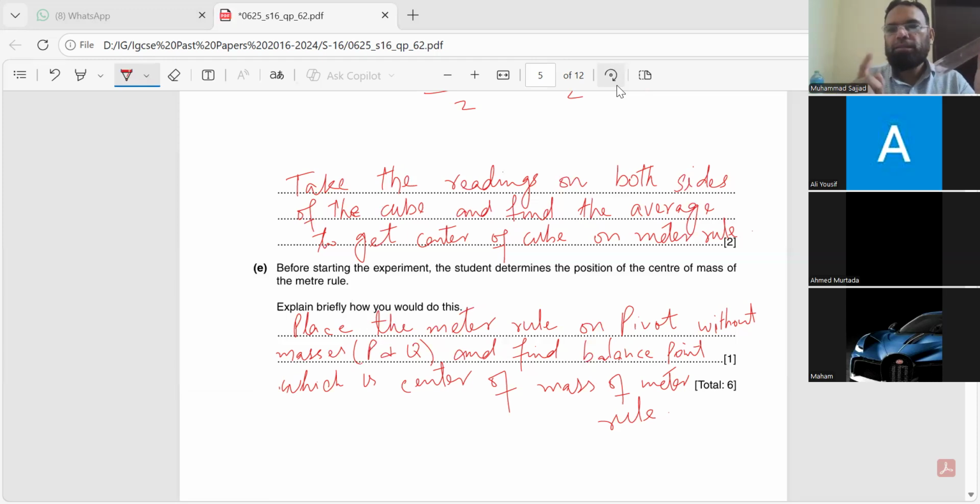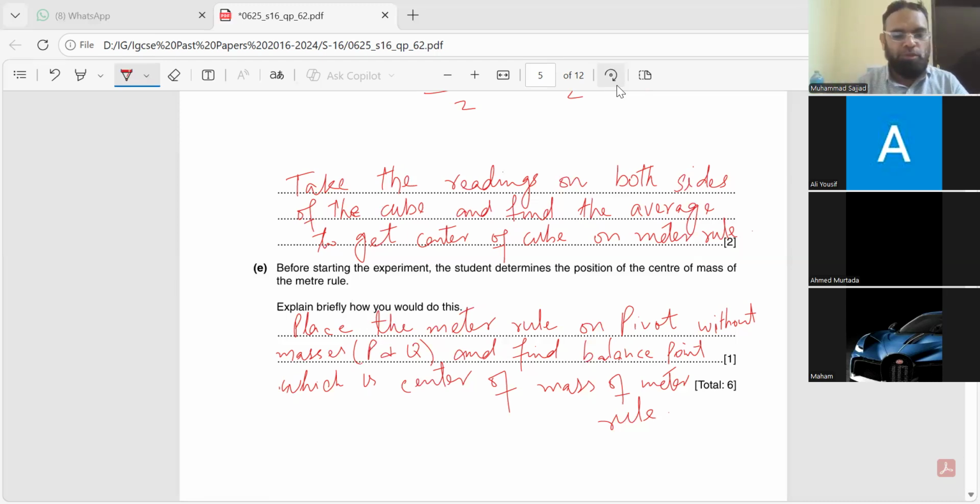Center of mass and center of gravity of the body is the same point. If it is center of mass, it is the point in a body where the whole mass of the body appears to act. They will not ask you center of mass anymore, they will ask you about center of gravity. So it is the point in a body where the whole weight of the body appears to act. And if the body is supported at this point, it will not rotate, it will stand still.